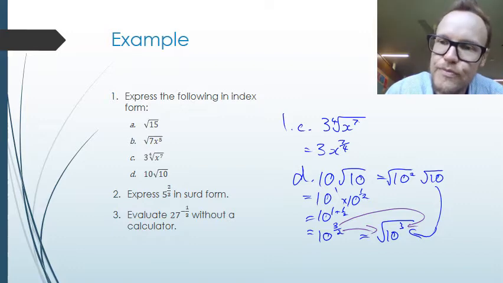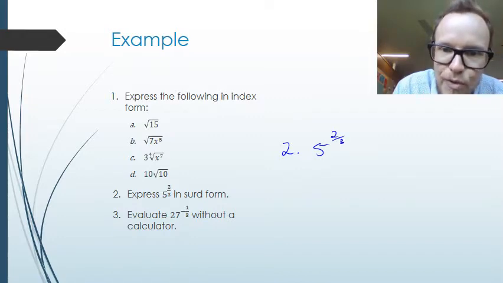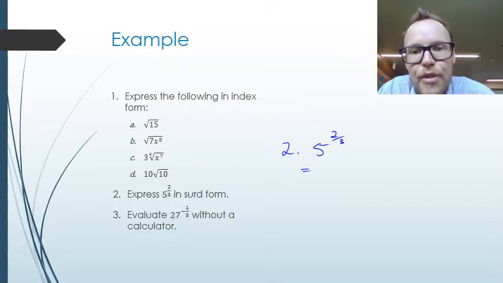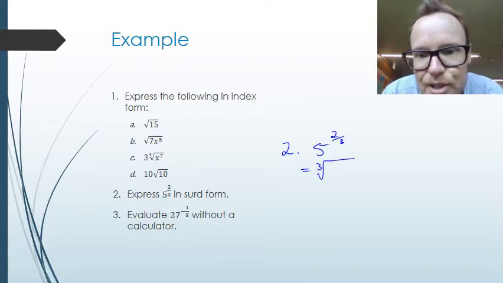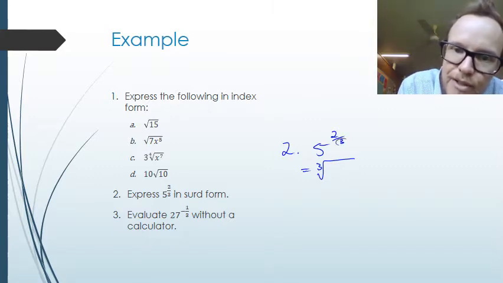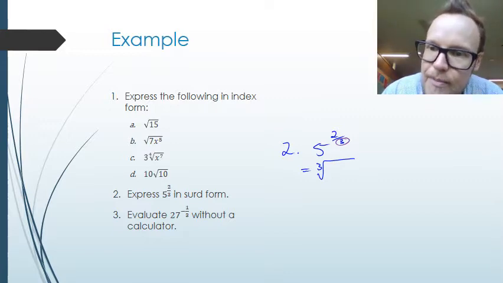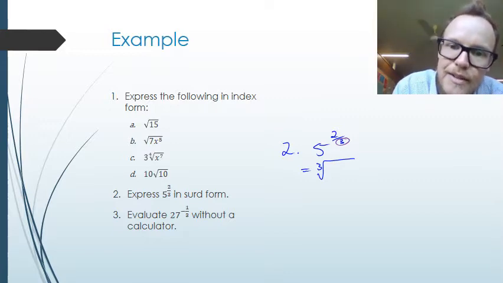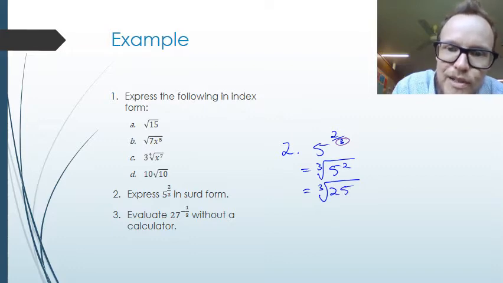Let's look at question 2. It says here, express 5 to the power of 2 over 3 in surd form. So I've got the 3 on the denominator. That means it's a cube root. The number that's on the denominator tells me what kind of a root it is. The number that's on the numerator, the 5 squared, is going to be inside the surd. So I've got here that this equals the cube root of 25 or the cube root of 5 squared.